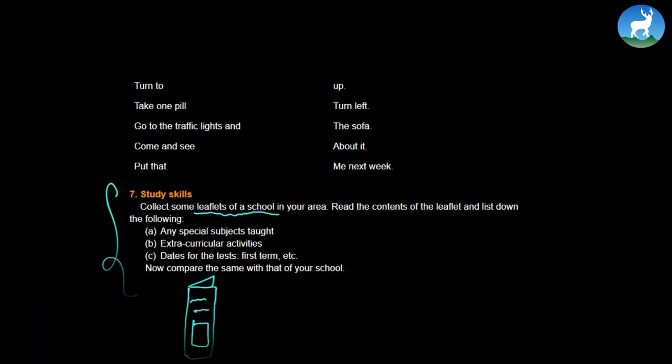So this time you collect some leaflets of a school in your area, read the content of the leaflet and list down the following. After you read the content, it's like a project work, by the way. Then you could figure out whether the leaflet of that particular school has mentioned any special subjects taught in the school, or the extracurricular activities, or the dates for the tests, how they conduct the first term or the second term. After you collect all this information, compare it with that of your school.